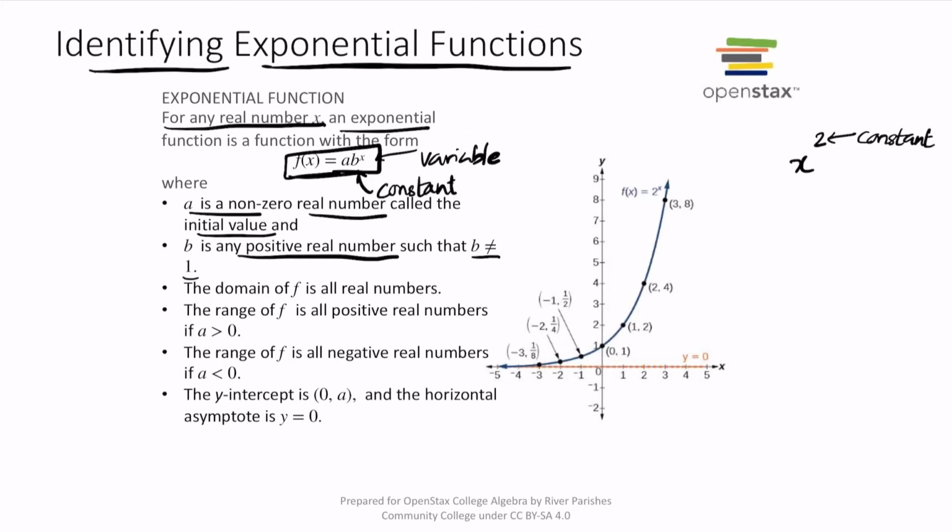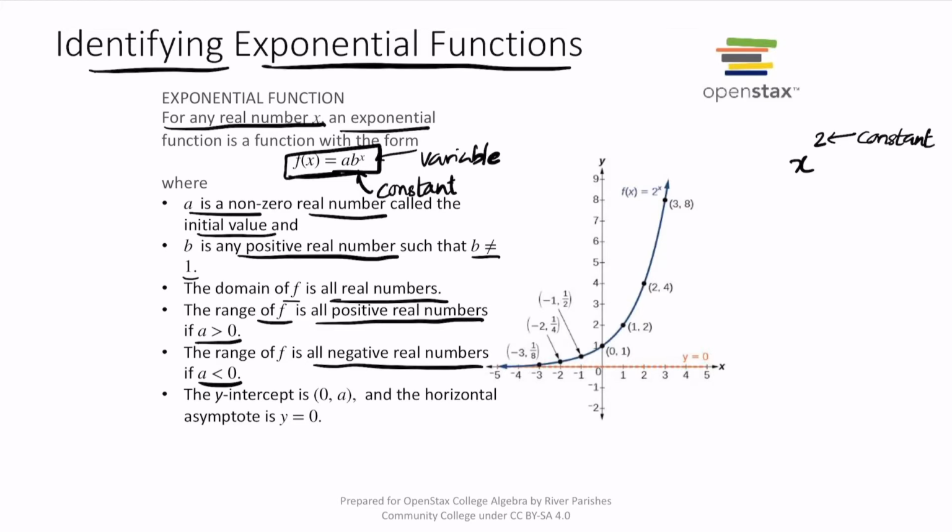The next point is that the domain of f is all of the real numbers, and the range of f is all positive real numbers only if a is greater than 0. The range of f is all negative numbers if a is less than 0. So the a value plays a critical role in determining the range of an exponential function.